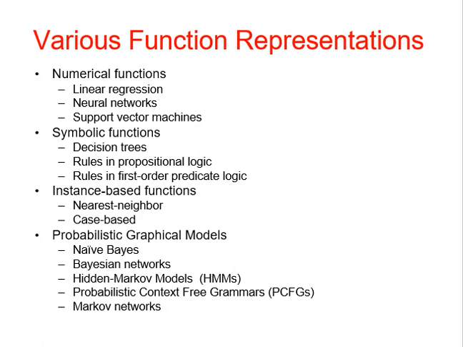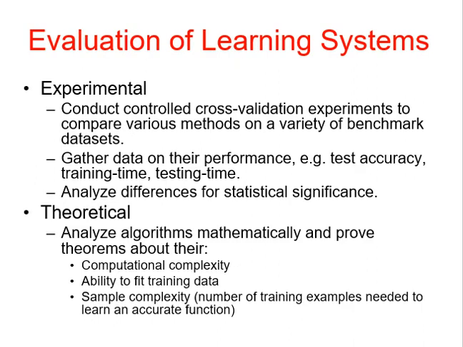And in probabilistic graphical models we use the following algorithms: naive Bayes, Bayesian network, hidden Markov models, probabilistic context free grammar, and Markov networks. So these are the various function representations. Now let's see about the evaluation of learning systems.